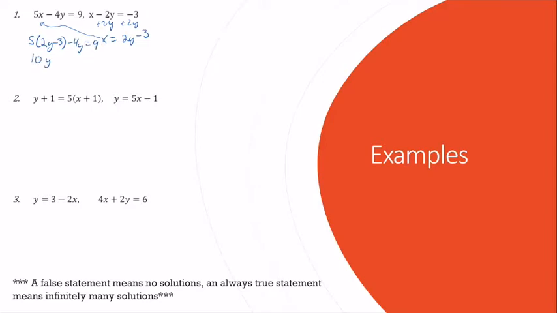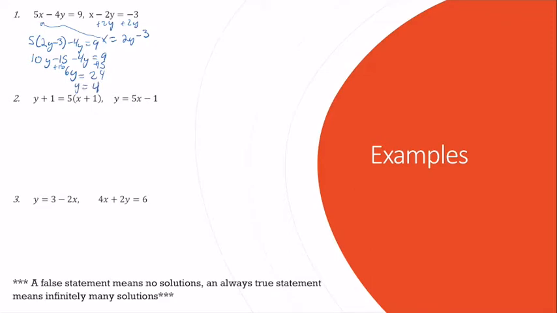I get 10y minus 15 minus 4y equals 9. I combine like terms and add 15 to both sides. So I get 6y equals 24. So I would get y equals 4.